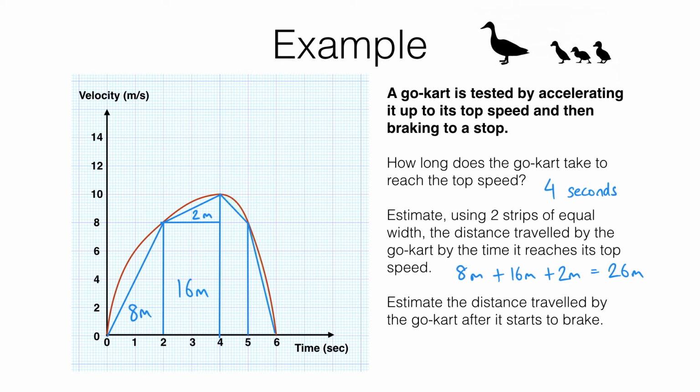If we wanted to be even more accurate, we could split this up into more strips. So instead of 2 strips, we could do 3 strips, 4 strips, 5 strips, as many as we wanted. Anyway, let's stick with these 2 strips. Pause the video and see if you can work out the distance travelled by the go-kart after it starts to brake, so between 4 and 6 seconds.